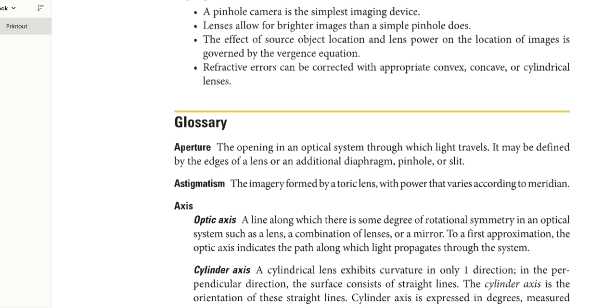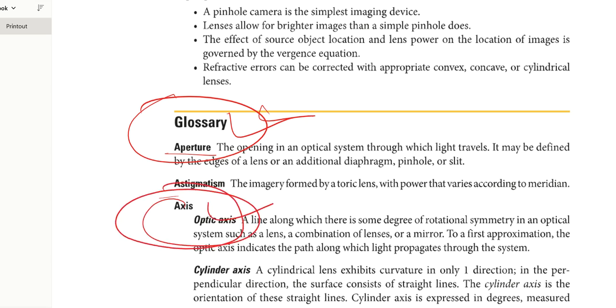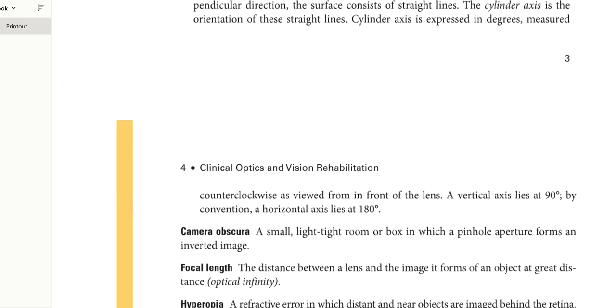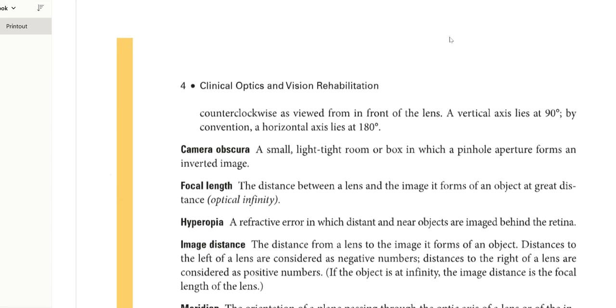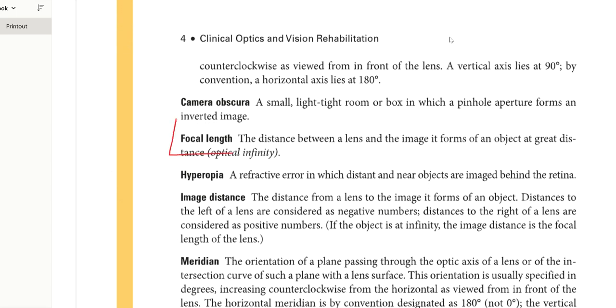And the definitions you have to read. You can't skip the definitions. Okay, optic axis has already come in the exam. Focal length, very important. It has come 2 times.